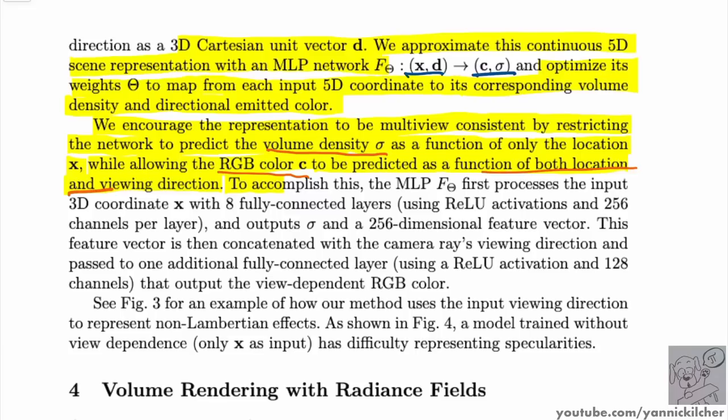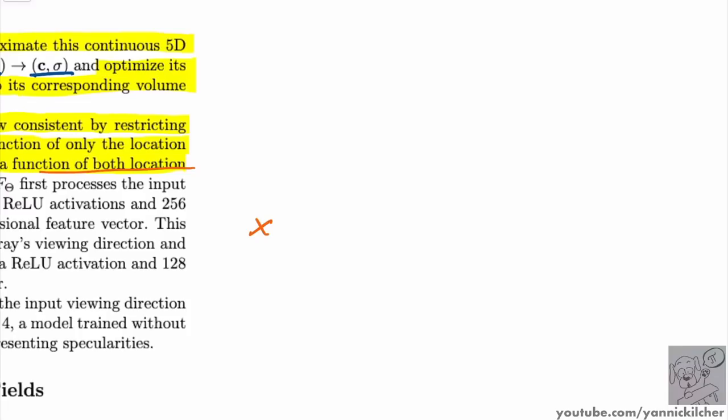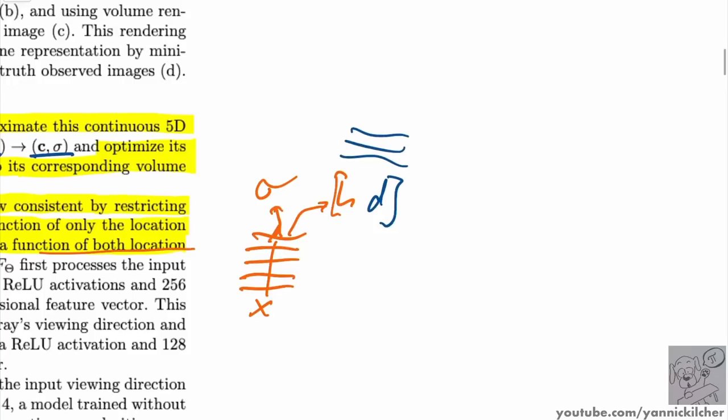And what they do is essentially, they input X right here, so the location, and they yank this through a network. They get out two things. They first get out this density, and they also get out a hidden representation. That hidden representation they then concatenate with the viewing direction, and that goes through another stack of layers in order to give them the color.